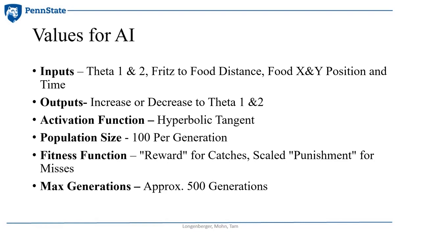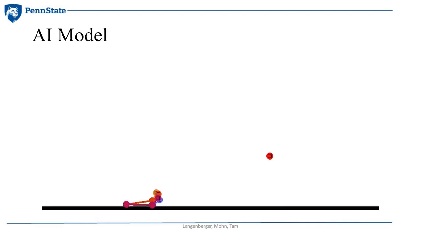The fitness function we created was to reward the AI for catches and punish the AI for misses. We let the model run for approximately 500 generations. We created the AI simulations in Python and implemented the NEAT algorithm. We ended up writing around 300 lines of code to accomplish the AI model. The video shown is of the beginning of a single simulation run.